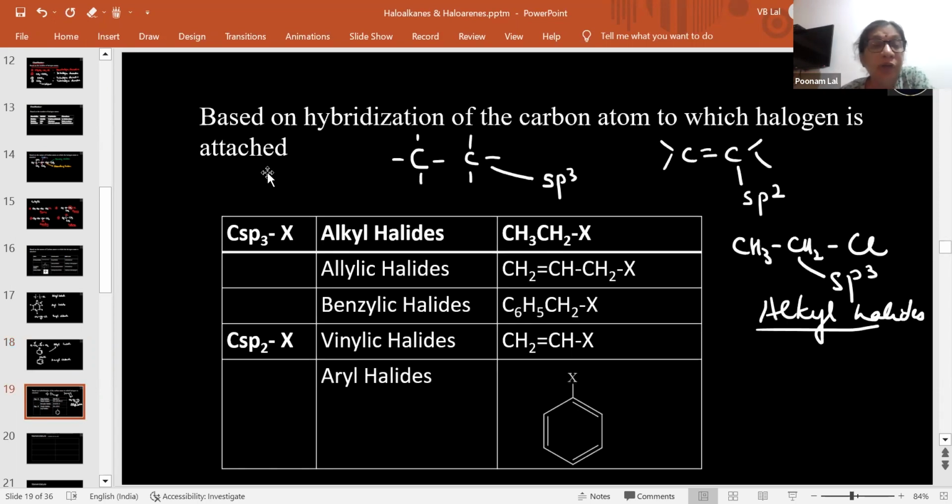So these are different types. Alkyl, allyl, and benzyl have the halogen attached to an sp3 hybridized carbon, in different conditions. Vinylic and aryl have it on an sp2 carbon. So I hope you have understood. With a little practice, you will understand.